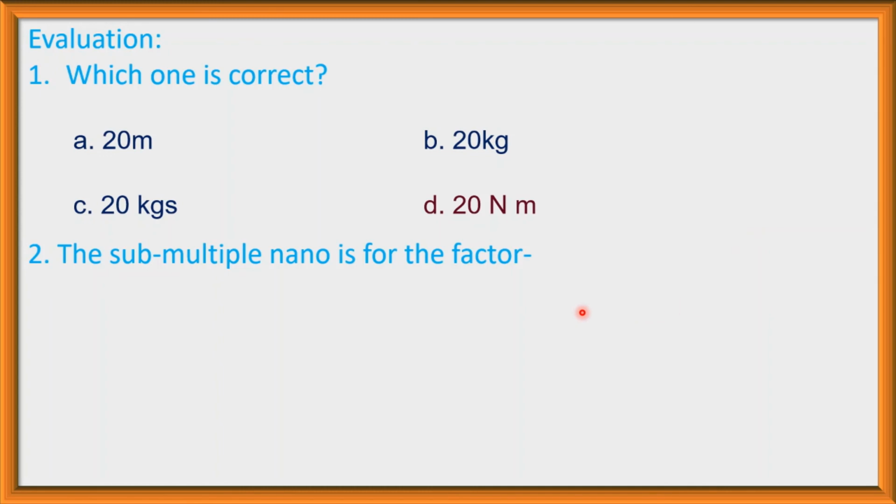The submultiple nano is for which factor? 10 to the power minus 6, 10 to the power minus 9, 10 to the power minus 12, or 10 to the power minus 15? Here it is 10 to the power minus 9. For the factor 10 to the power minus 9, we use nano. That is, 1 nanometer is equal to 10 to the power minus 9 meter.